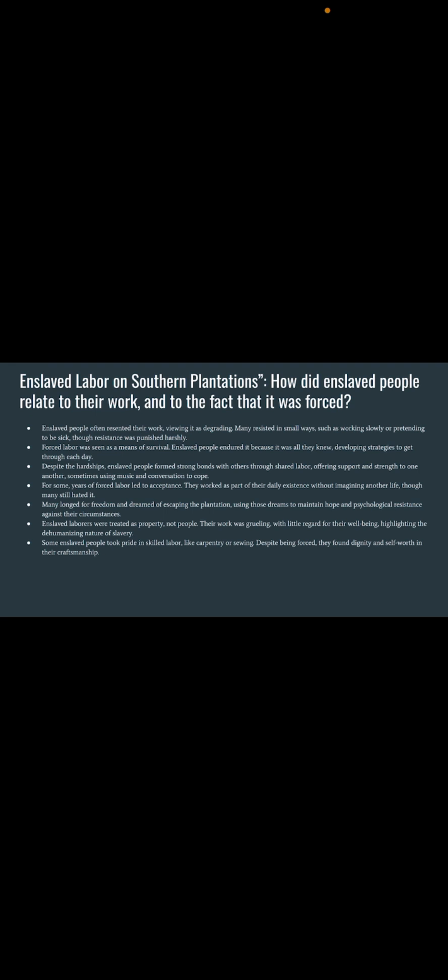However, their work was often dehumanizing, with little regard for their well-being, reducing them to property. Still, some found dignity in skilled labor like carpentry or sewing, taking pride in their craftsmanship even through all of that. Enslaved people had complex relationships.